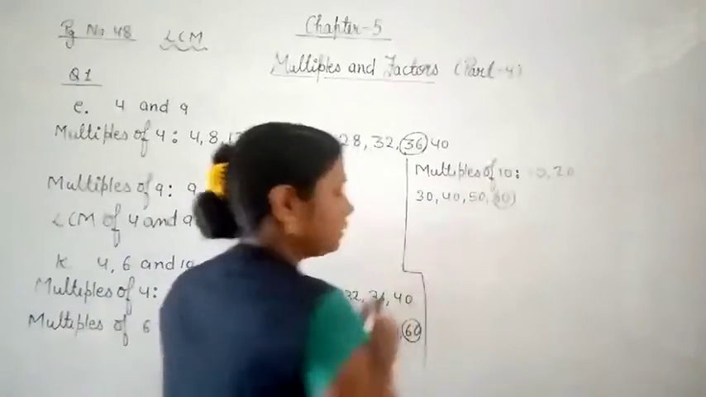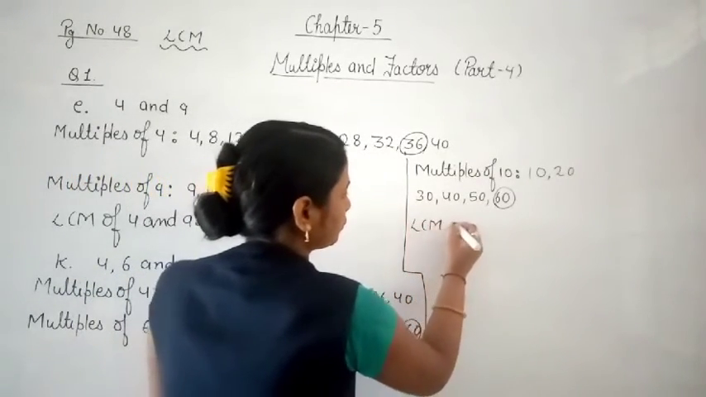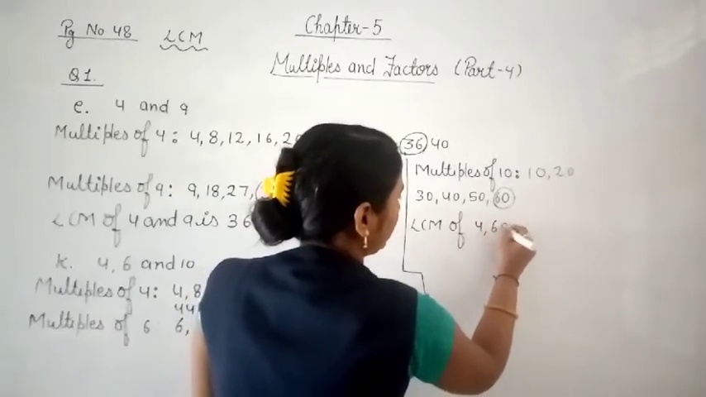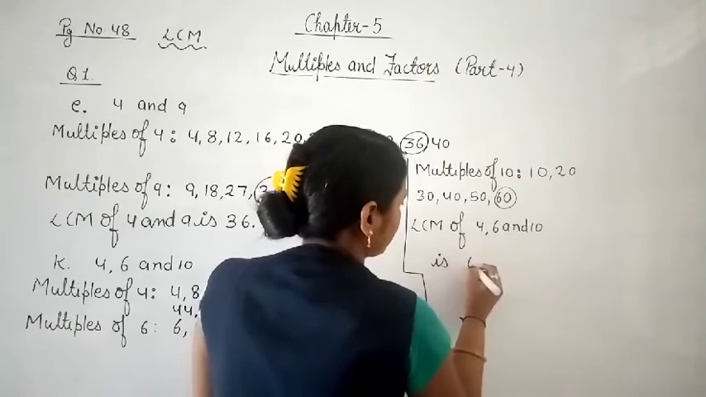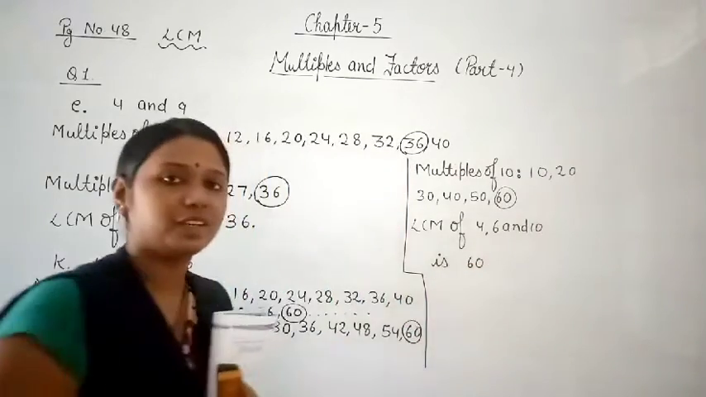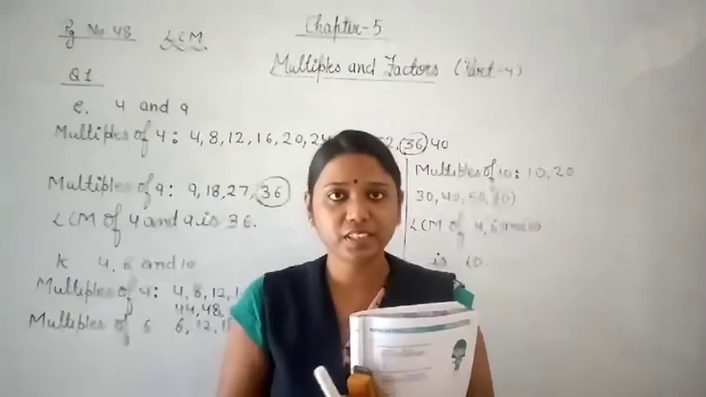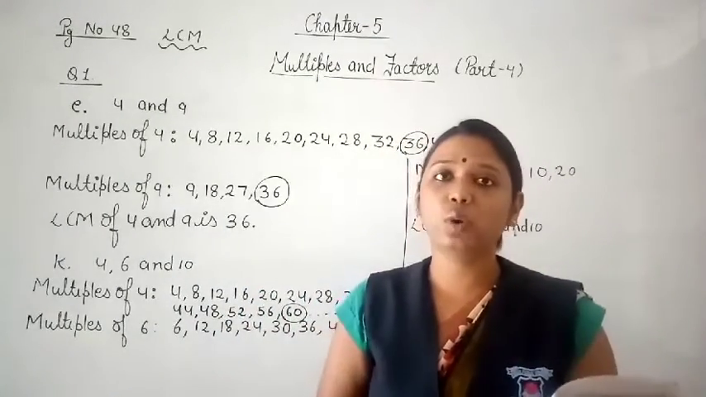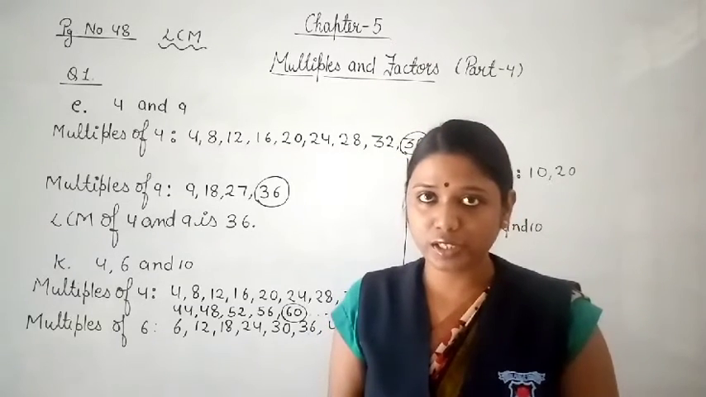60, 60 and 60. So the LCM of 4, 6 and 10 is 60. See how easy it is, isn't it? So in this way you can find out the LCM of any given numbers, and the method is very easy.